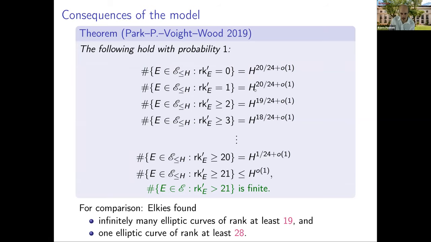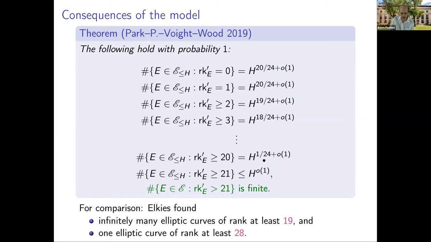But then, 0% have higher rank. It's asymptotically 0%, but you can quantify the rate of growth for having pseudo rank at least two. In fact, each time you ask for one higher pseudo rank, the fraction of elliptic curves that has that pseudo rank goes down by a factor of h to the 1/24. So you started with h to the 20 over 24. If you want pseudo rank at least two, then it's only h to the 19 over 24, which is 0% asymptotically compared to all the elliptic curves. And then there are even fewer that have pseudo rank at least three, and it keeps going like this. So this is the theorem.